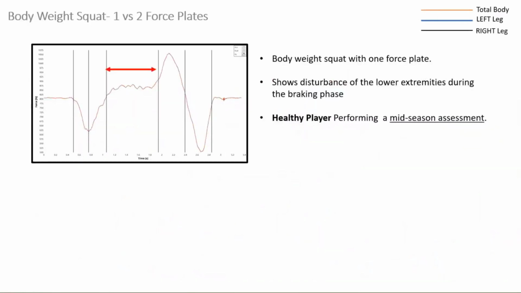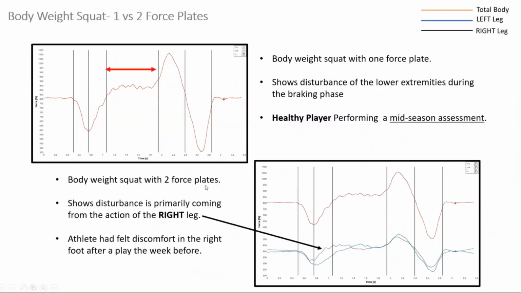And then moving on to having 1 force plate versus 2. Same thing, we did a squat with this particular individual. Healthy player, performing a mid-season assessment. And as we can see in the breaking phase, we see this disturbance, which means there's an instability. There's something going on with the breaking phase. So we added 2 force plates to this particular incident. Turns out that it was his right leg that was causing the disturbance.